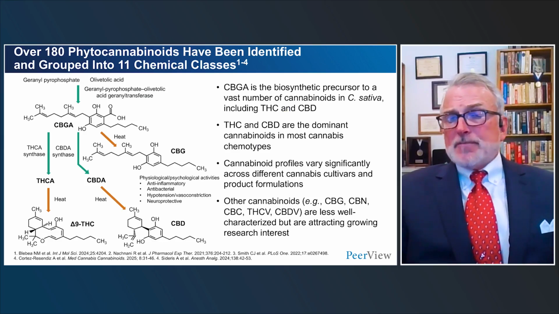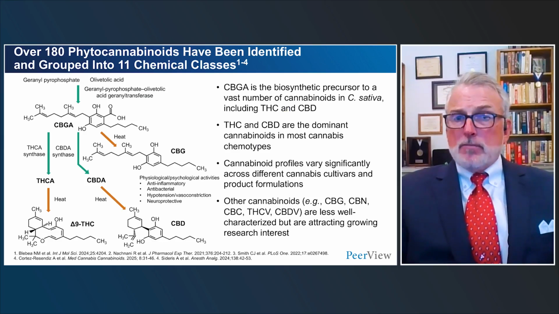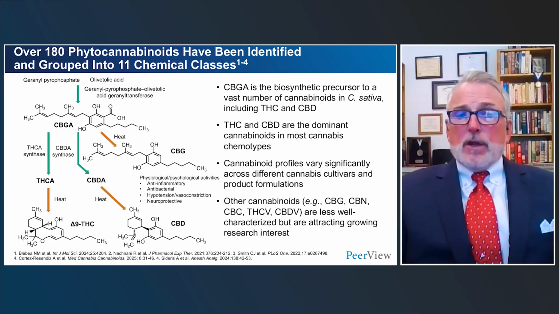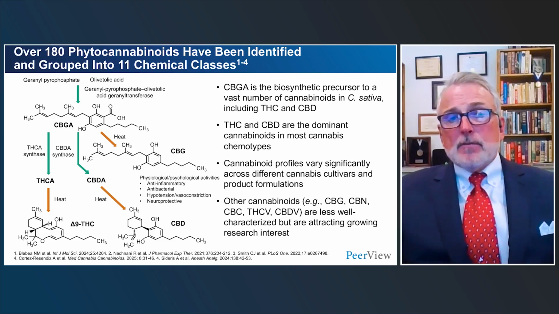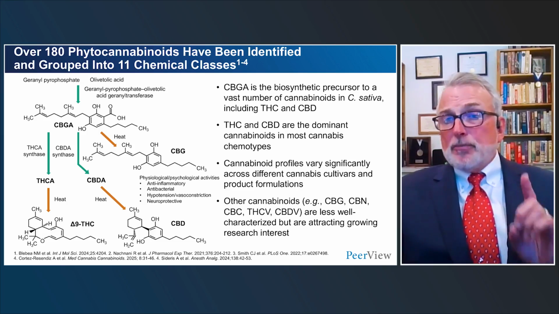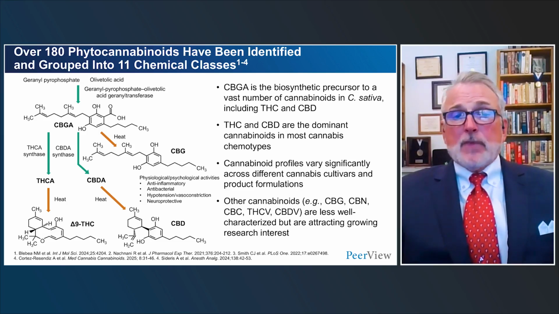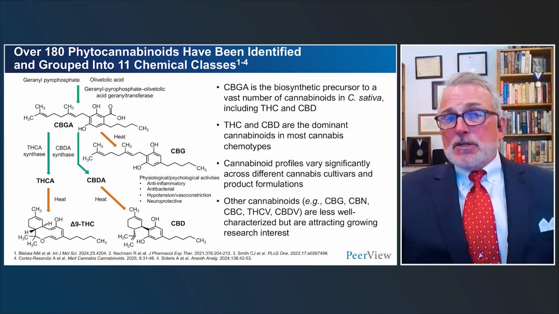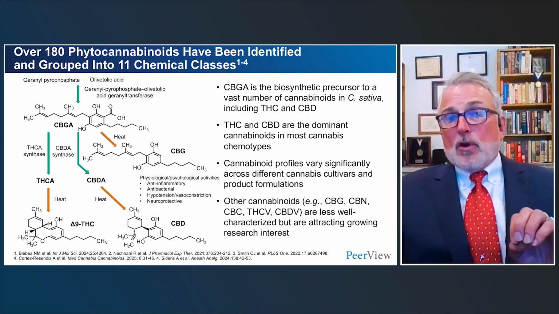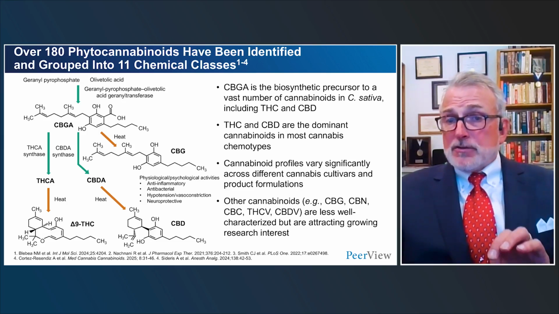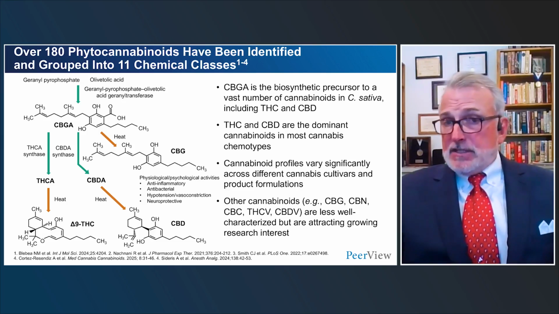We think that there are perhaps 180 different cannabinoid molecules that have been identified and grouped into a series of chemical classes. But at their core, what we have is a system in the cannabis plant that condenses geranyl pyrophosphate with olivetolic acid. And that produces the precursor for all the cannabinoids, and it's called cannabigerolic acid. And this molecule serves as the precursor for CBD, the direct precursor of CBDA and THCA.